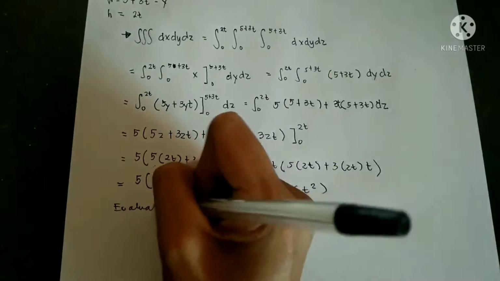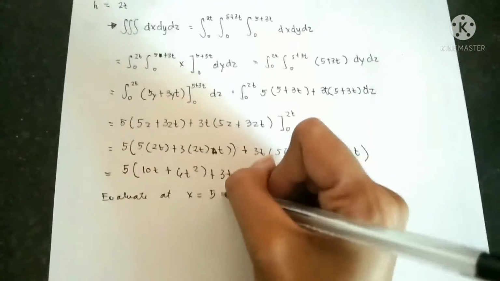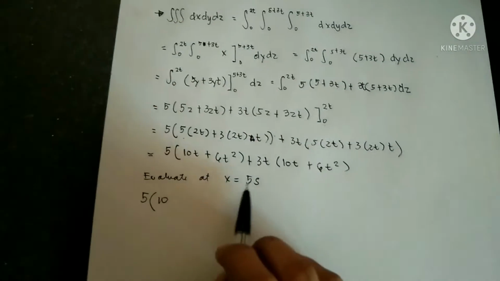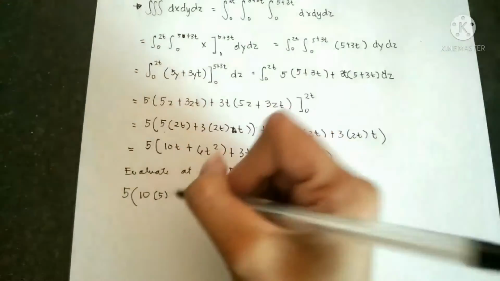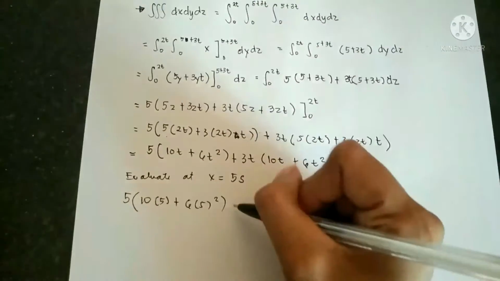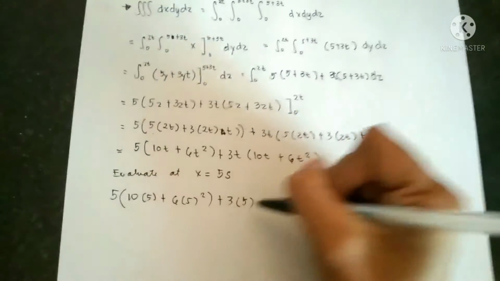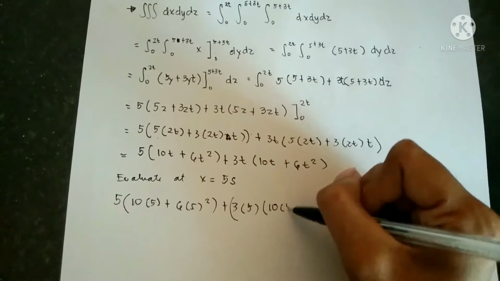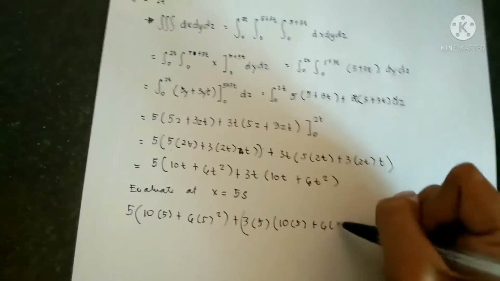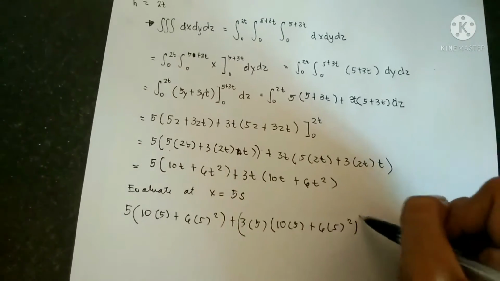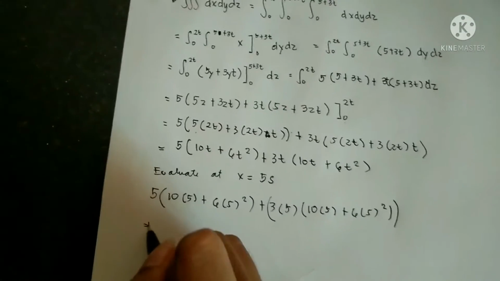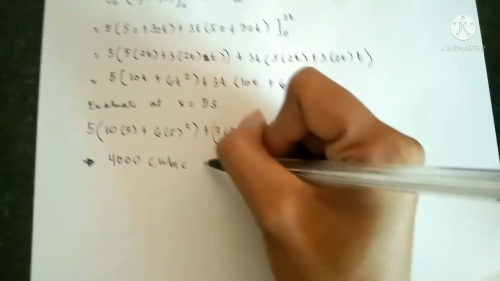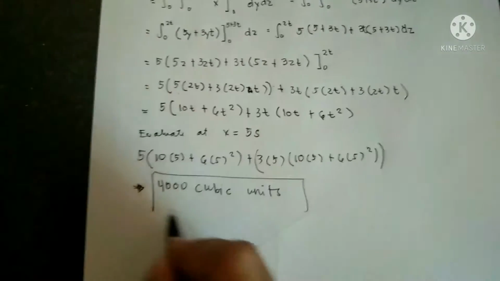Let's evaluate at t equal to 5 seconds. So 5, then yung time natin is 5, so i-plug in lang natin. 5 plus 6 times 5 squared, plus 3 times 5 times 5, times 10 times 5 plus 6 times 5 squared. Ayan. So, compute natin ito sa calculator natin. It will become 4,000 cubic units. So, this is the final answer.